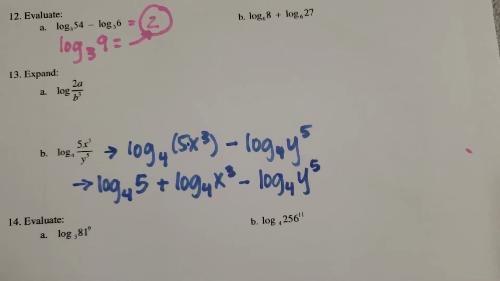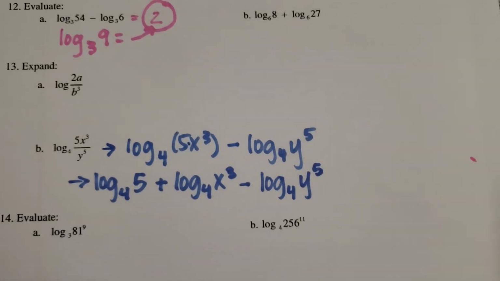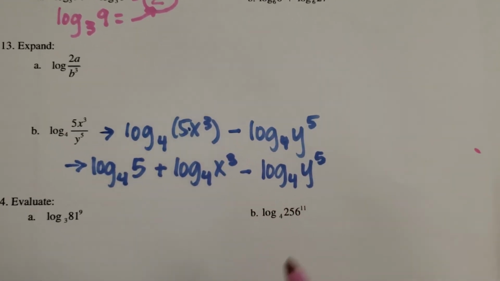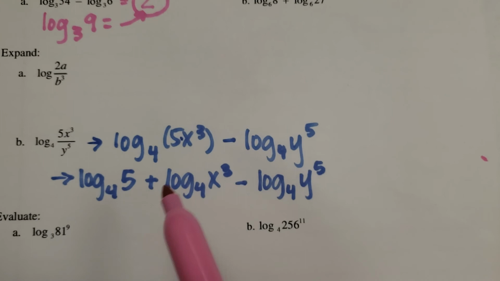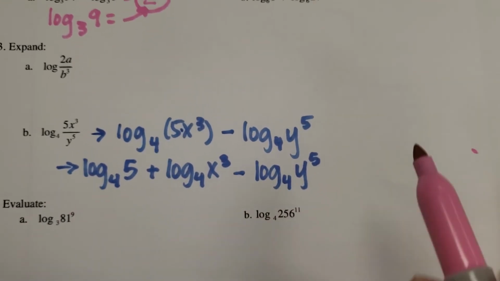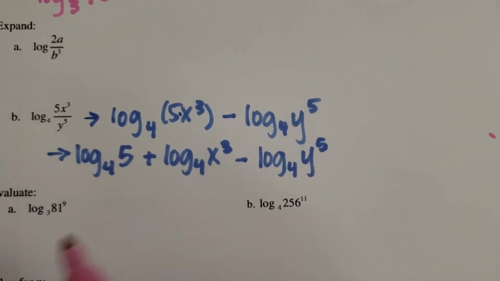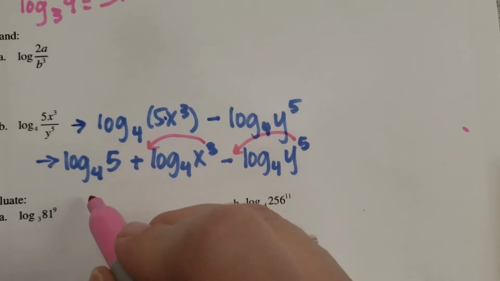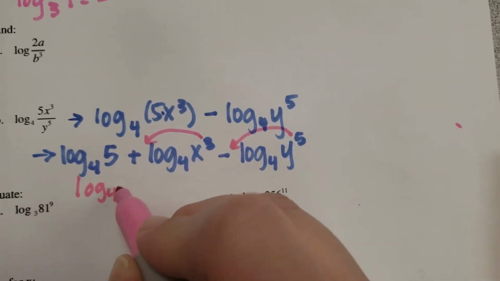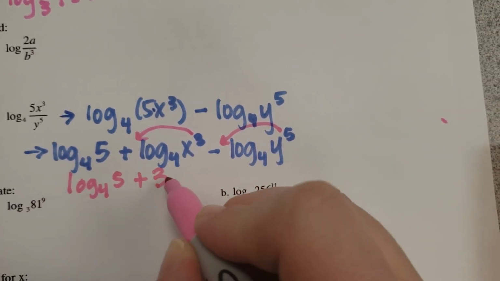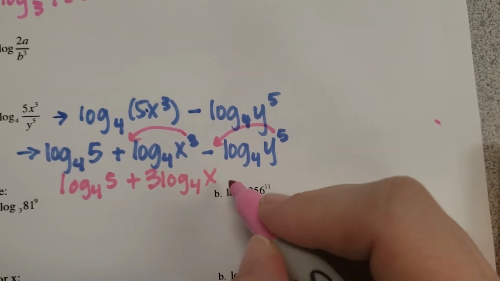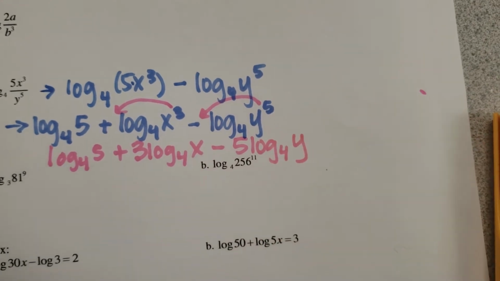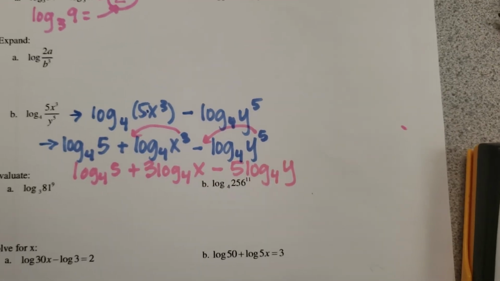The last thing we want to check, and you may have already gone ahead and done this step as you were getting here, is we don't want to leave any exponents on the end. We're expanding this back out, so we don't want things put back together. It's like taking apart a Lego tower. We're taking all the pieces off. So I'm going to move both of these exponents on these logs back to the front. So I would write it as log base 4 of 5 plus 3 log base 4 of x minus 5 log base 4 of y. And that would be my expanded answer.